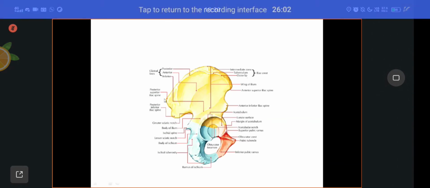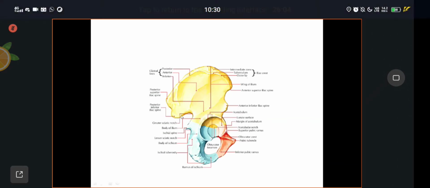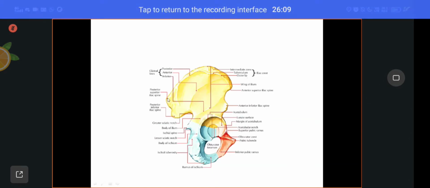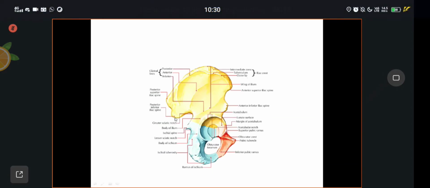Then coming to the posterior border. The posterior border extends from the posterior superior iliac spine to the posterior inferior iliac spine, and it continues with a notch here.